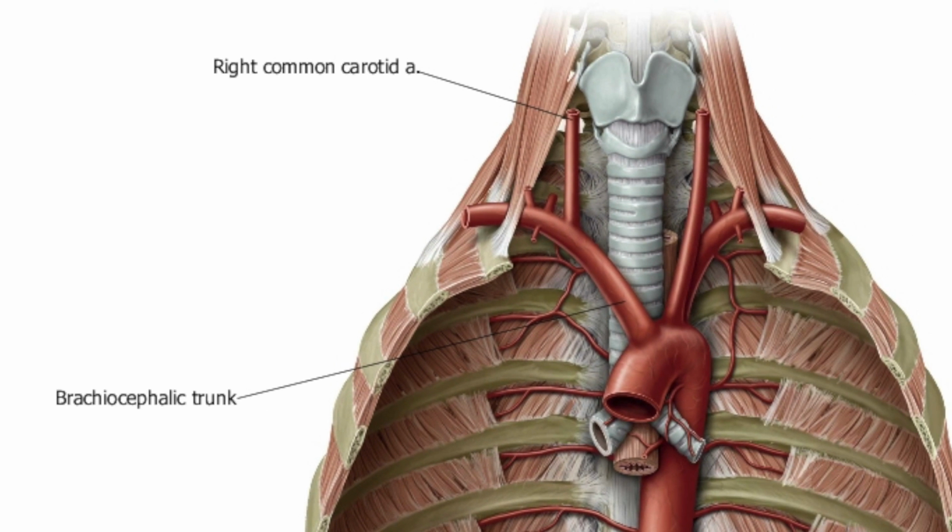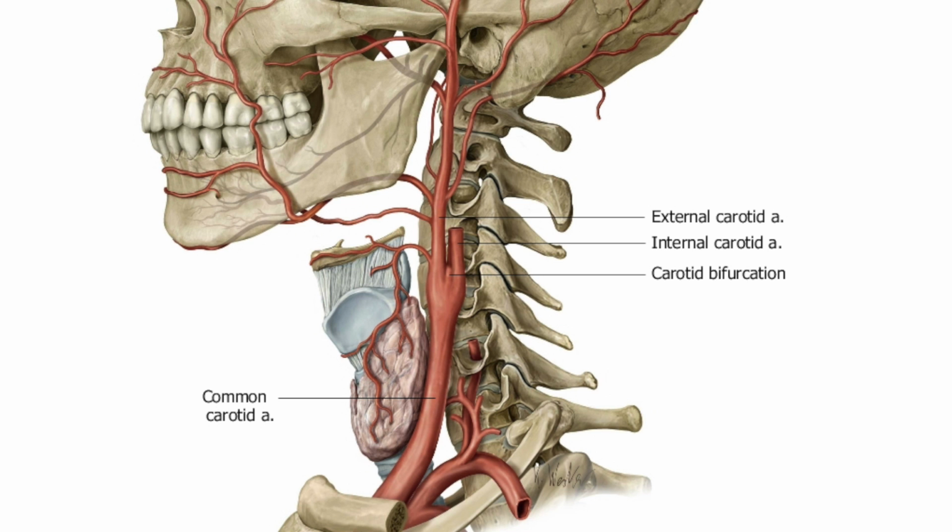On the right side of the body, branching off from the brachiocephalic trunk, is the right common carotid artery and the right subclavian artery, which I'll come back to shortly. The right common carotid artery also bifurcates into the external carotid artery and internal carotid artery. The external carotid artery is the more anterior of the two branches. They can be found on both sides of the body.